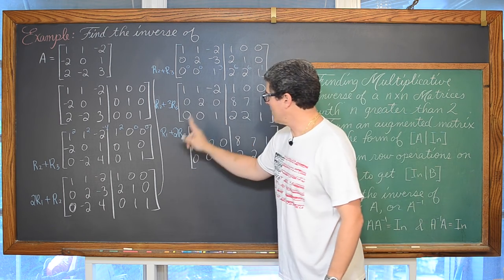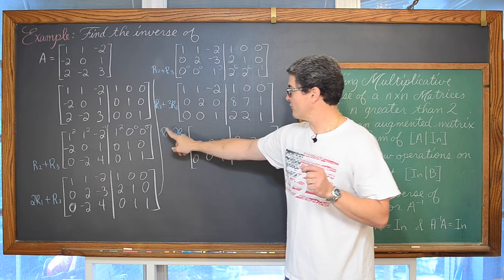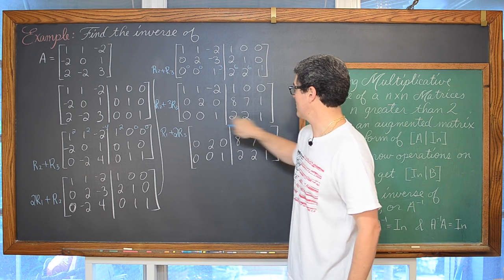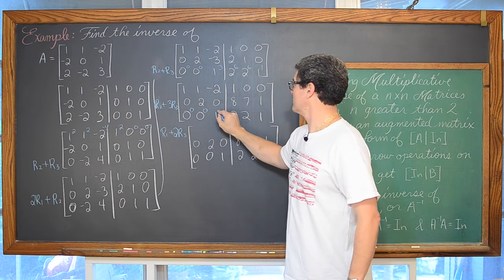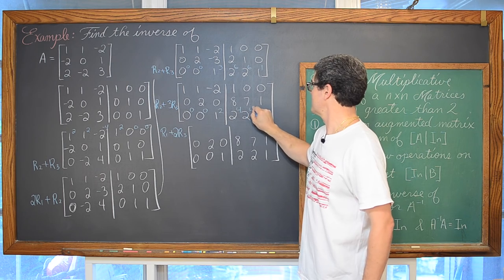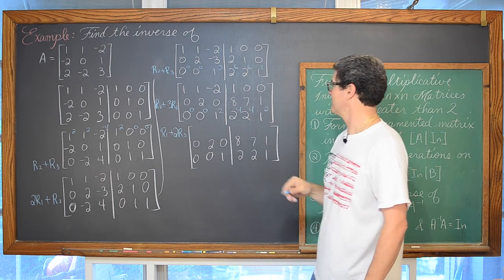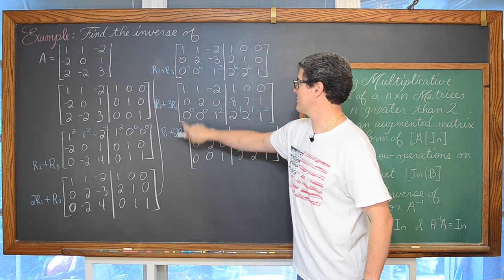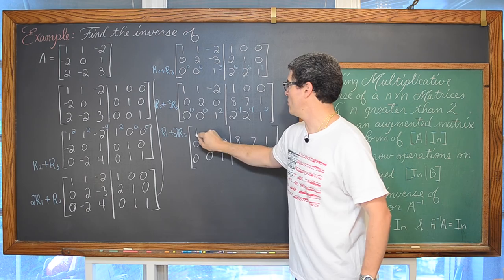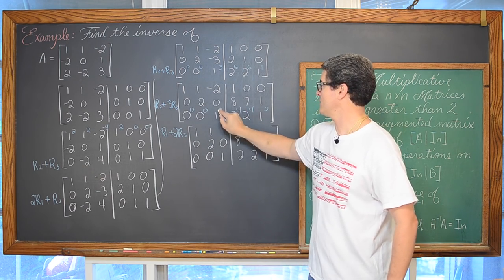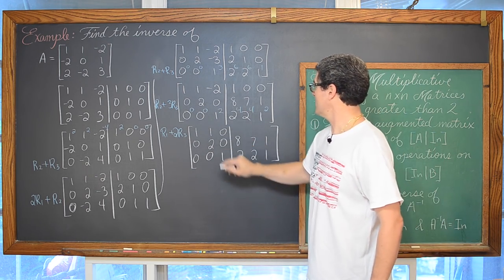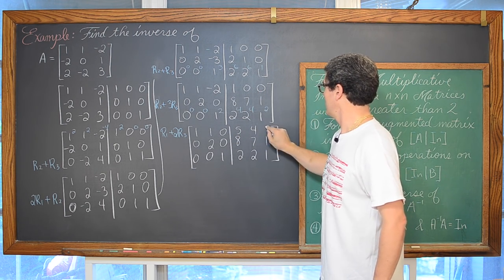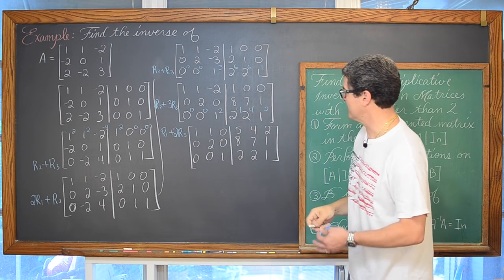All right. I want to take the first row and add it with 2 times row 3. 2 times row 3 gives us 0, 0, 2, 4, 4, 2. And now add row 1 plus 2 times row 3. 1 plus 0 is going to be 1. 1 plus 0 is 1. Negative 2 plus 2 is equal to 0. We've got 1 plus 4 is 5. 4 and 2. Excellent.